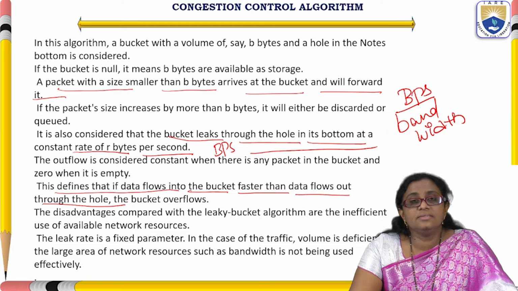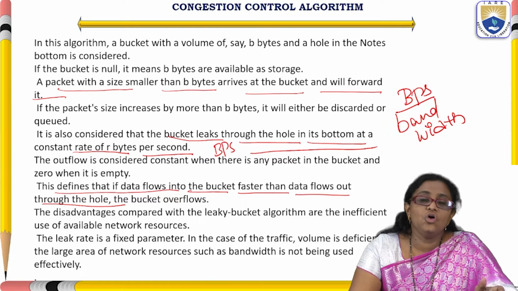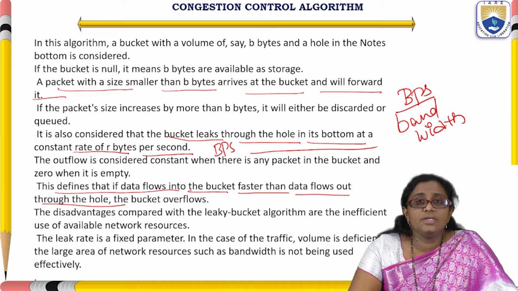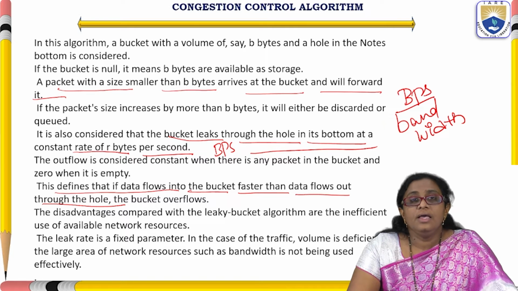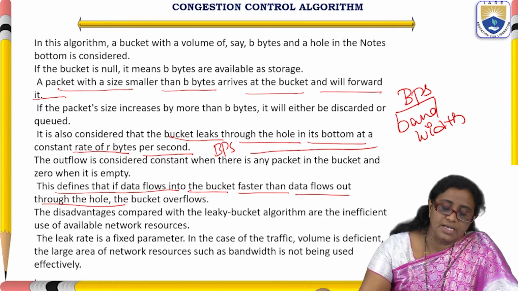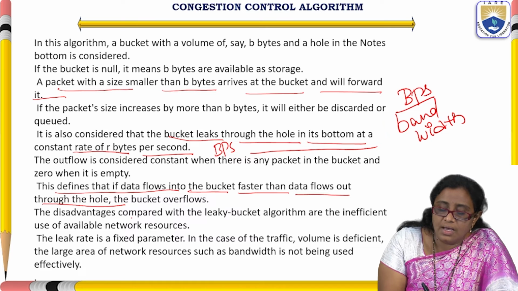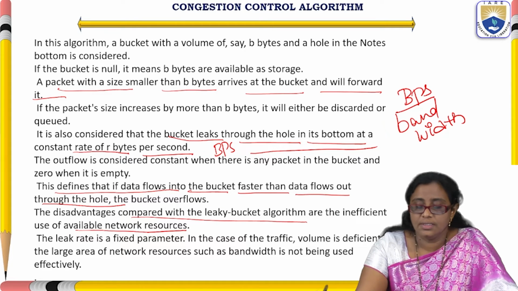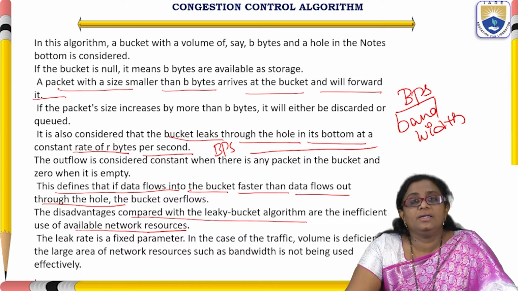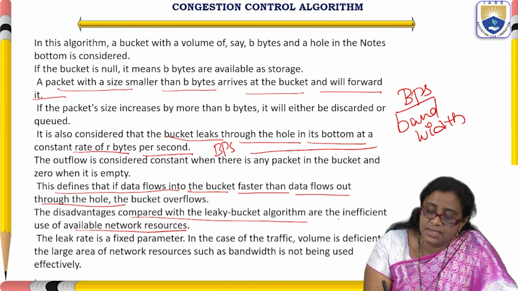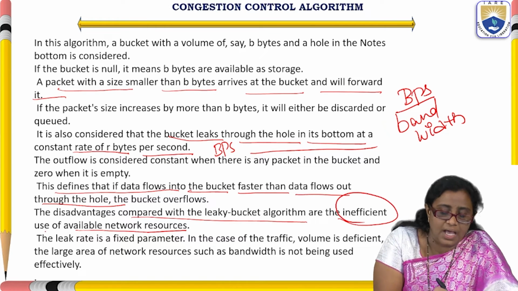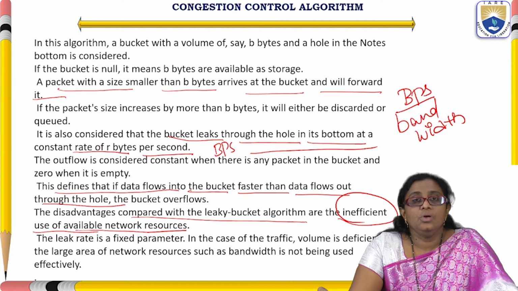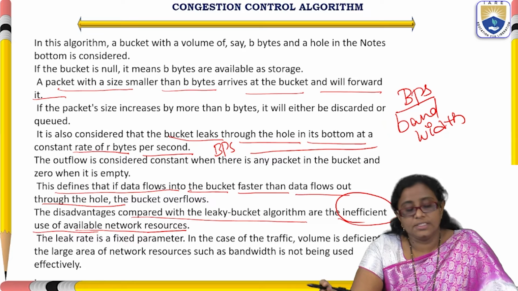And the disadvantages, rather than the advantages, are what we have to identify or determine. Many disadvantages can be determined by means of a leaky bucket algorithm. Some of the disadvantages are, compared with the leaky bucket algorithm, the inefficient use of available network resources. Based on the leaky bucket algorithm, it is determined that it is an inefficient type of algorithm.